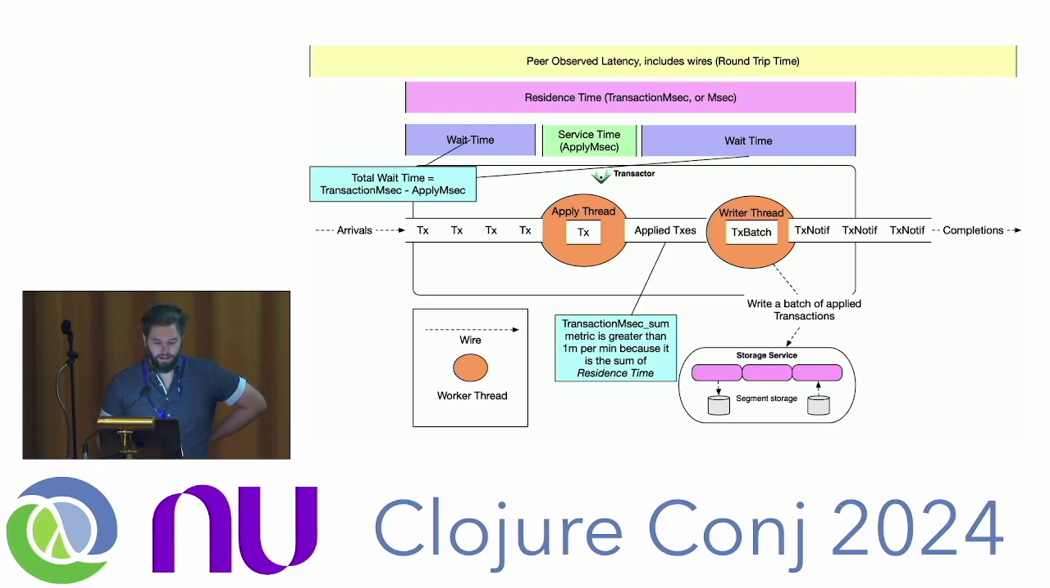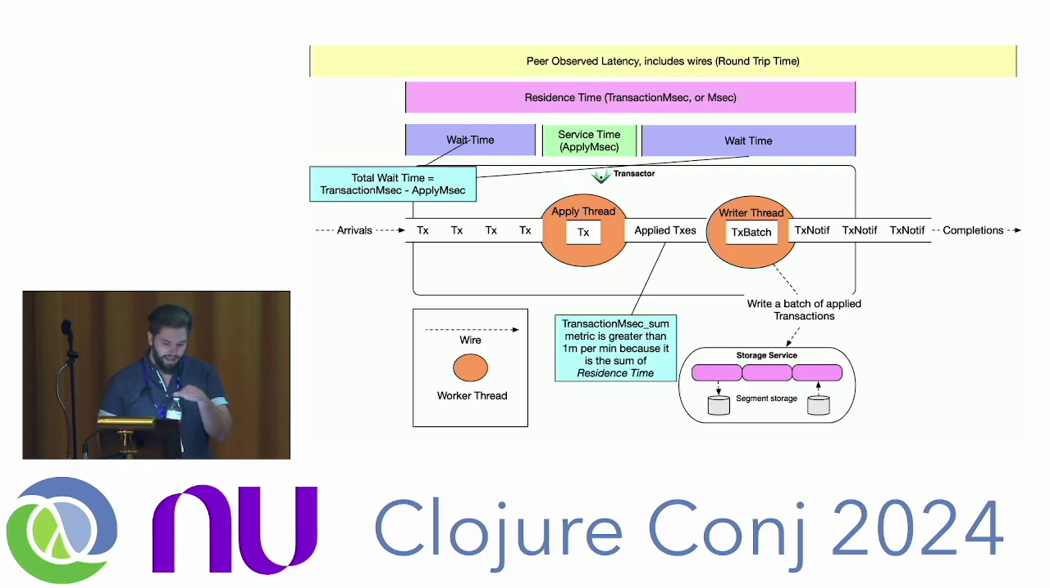Inside of the transactor, we have something called transaction MSEC, or MSEC in the logs, and this is the residence time. So it's the total time from the moment that a transaction enters the transactor to the time that it leaves to notify the peers. Then inside of this, we have this little green box, and this is called the apply MSEC. This is the service time from our previous slide. That's the time it took to apply just one transaction.